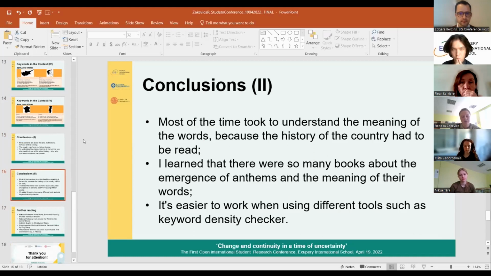And my main 3 conclusions about the process: most of the time was taken to understand the meaning of the words, because the history of the country had to be read. I learned that there were so many books about the emergence of anthems and the meaning of their words. It's easier to work when using different tools, such as a keyword density checker. If I didn't have this tool, I would have to look for every anthem's keywords by counting them myself, which would take a lot of time. Reading the history of something takes time itself, but to read how things were created takes even more time, because when I read history, I want to fully understand what I have read, every little detail.